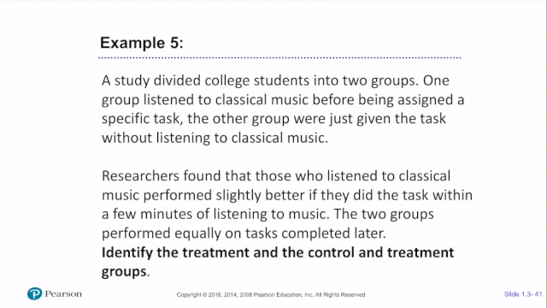So what are the treatment and the control groups? And what was the treatment? So the treatment in this case was listening to classical music. The control group was those who did not listen to music before completing the task, and the treatment group was those who did listen to music before completing the task.